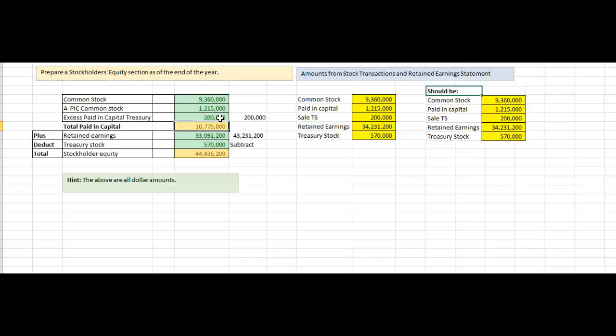So now I have total paid-in capital. I need to add this all up. So I have to equal SUM, and we're going to add it all up. That gives you 10,775. And now we add those retained earnings, which were right here, or 34. And I showed you what it should have been right here. So you want to do 34,231,200. And you're going to add that.